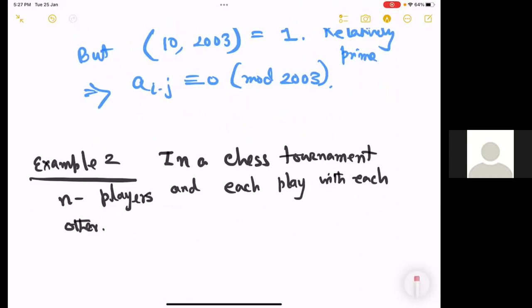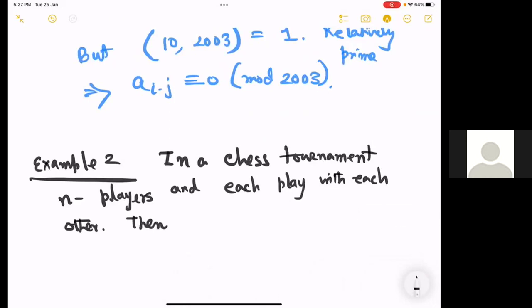So there is a tournament, a chess tournament, or any badminton tournament, and there are n players. They intend to play with each other, and the tournament is going on. One after another match is going on, and what you have to prove is that at any point of time of the tournament, there exist at least two players who have played the same number of games. Let me write it formally.